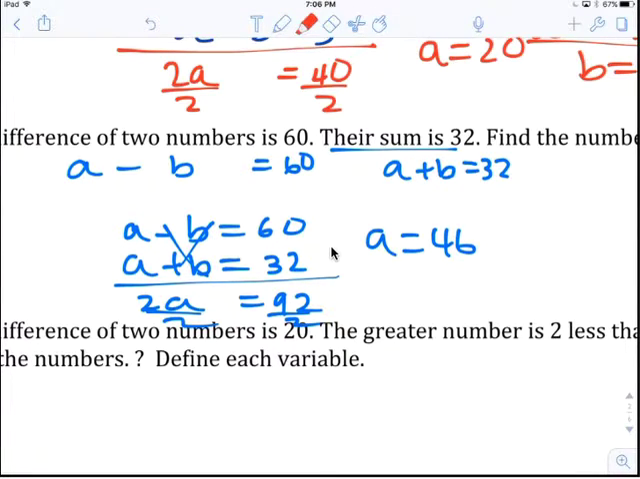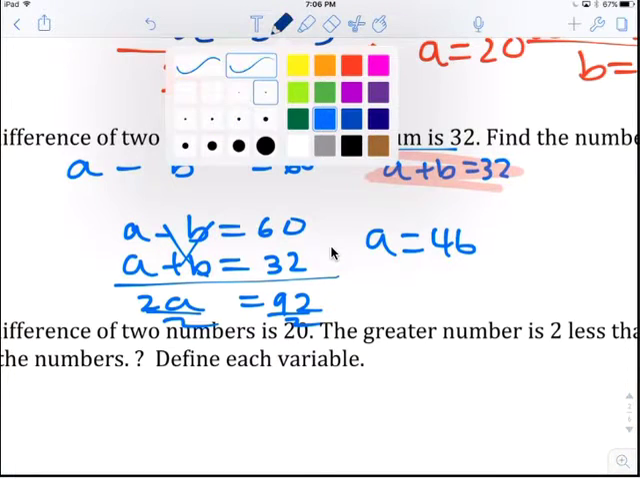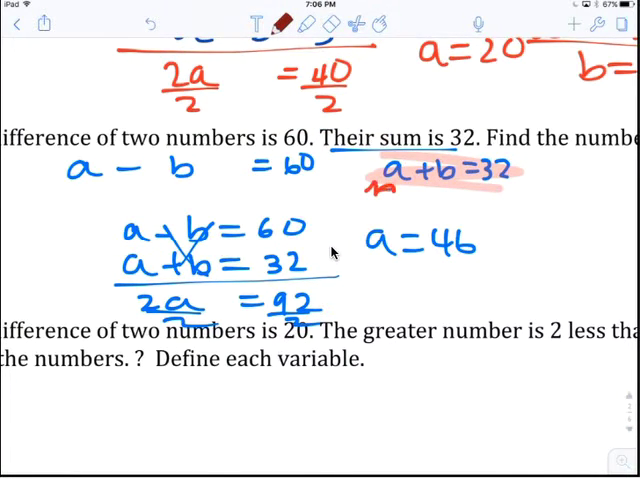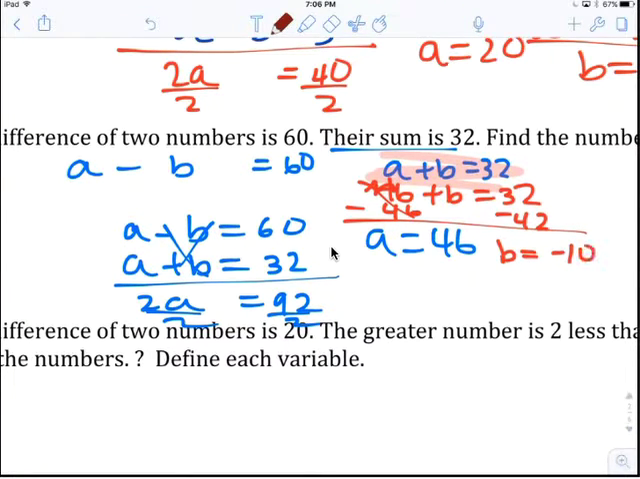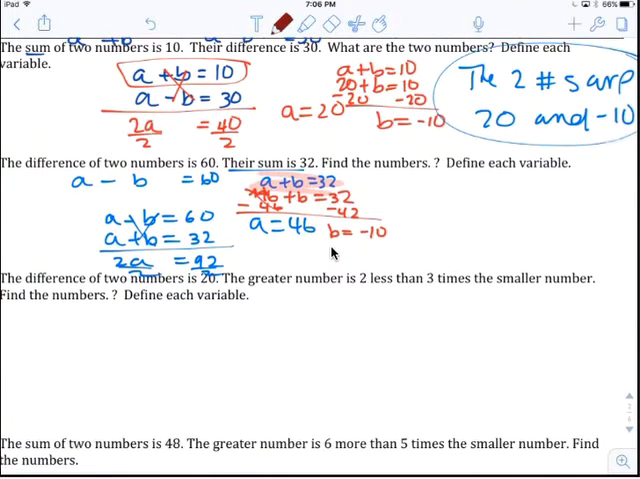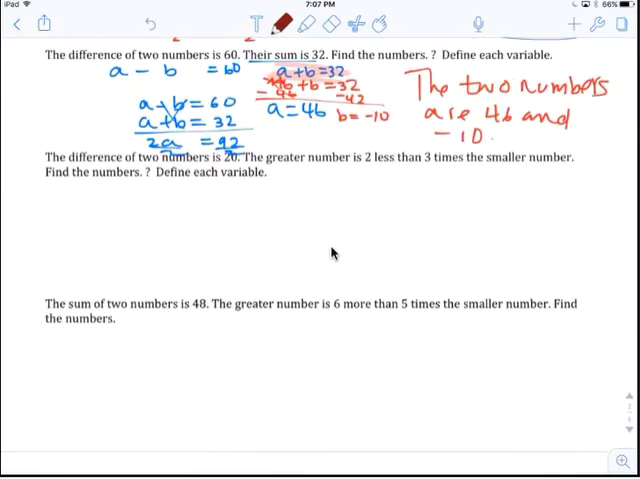Alright, well, if that's the case, 32, use that one. A is 46 plus b equals 32. Subtract 46, subtract 46. B equals negative 10. So the two numbers are 46 and negative 10.